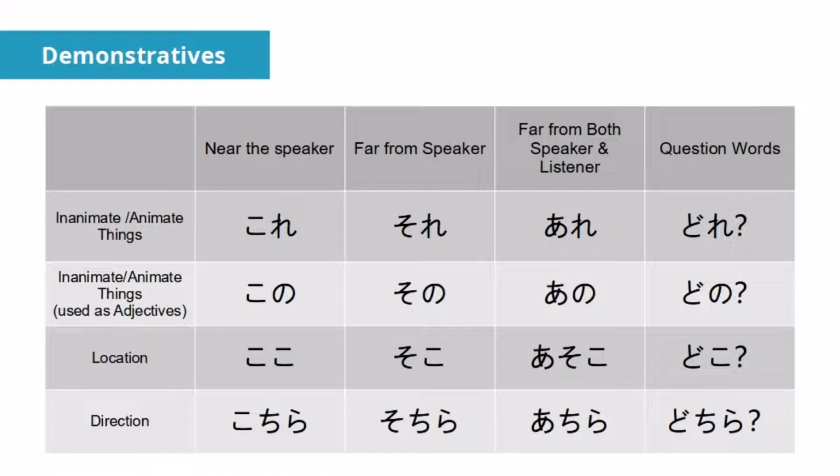You can see usually in English, if an object is nearby we use this, and if it is far away we use that. Here also we have near the speaker and far from the speaker, and we have an additional set of words which are used when the object is far from both the speaker and listener. They are are, ano, asoko, achira, etc. And the corresponding question words: dore, dono, doko, dochira. We'll look into it one by one.